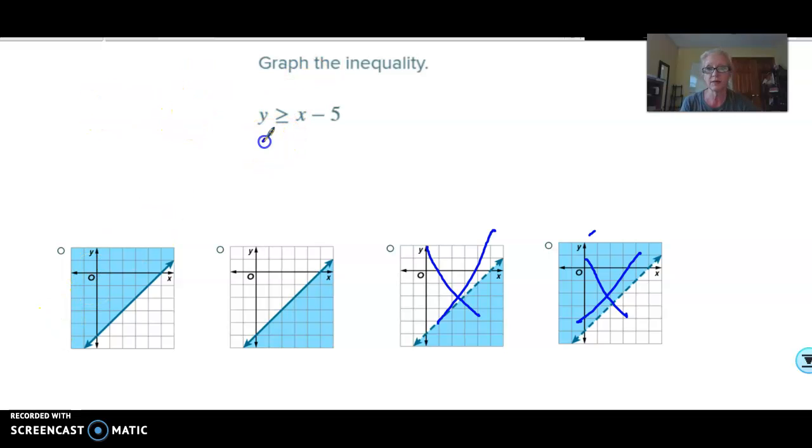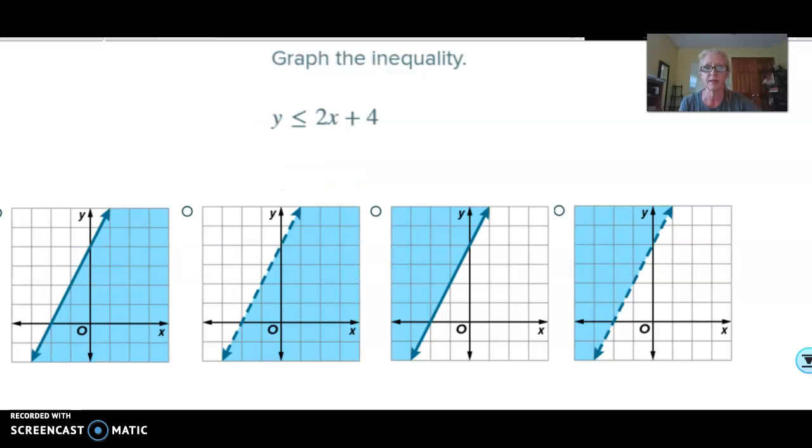So let's try 0, 0. 0 is greater than or equal to 0 minus 5. Is 0 greater than or equal to negative 5? It sure is. So this is the winner right here. This is what the McGraw-Hill problems will look like. I don't think you're going to find them very difficult. Let's look at another one.